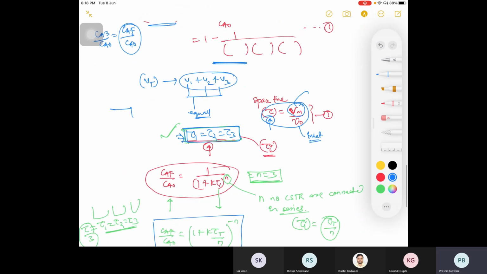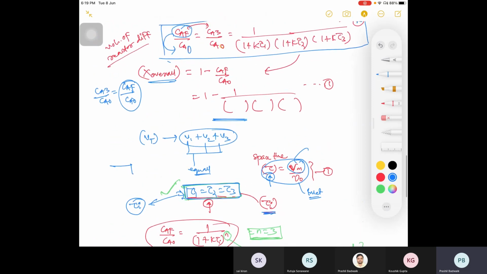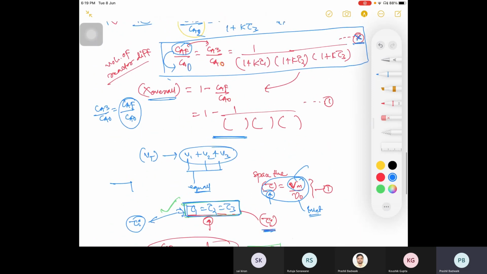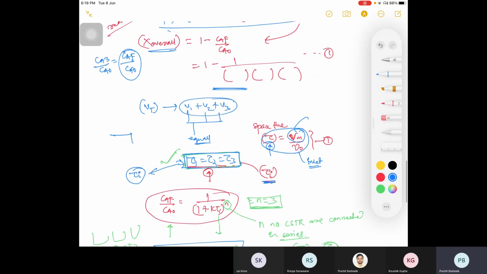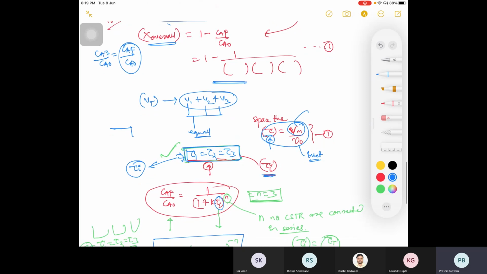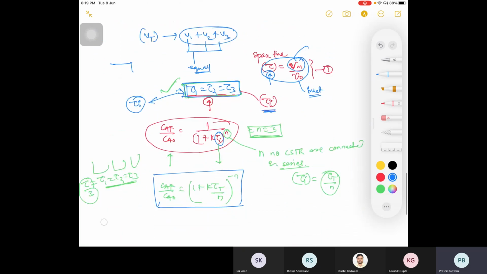Now all are equal, so instead of writing tau 1, tau 2, tau 3, I'll write tau I. Here I wrote tau I. Okay, so if you replace these values in this equation, since tau 1 is equal to tau 2 is equal to tau 3, what will it become? It will be your tau I, that is individual reactor tau, to the power n. Okay, so this is your equation.